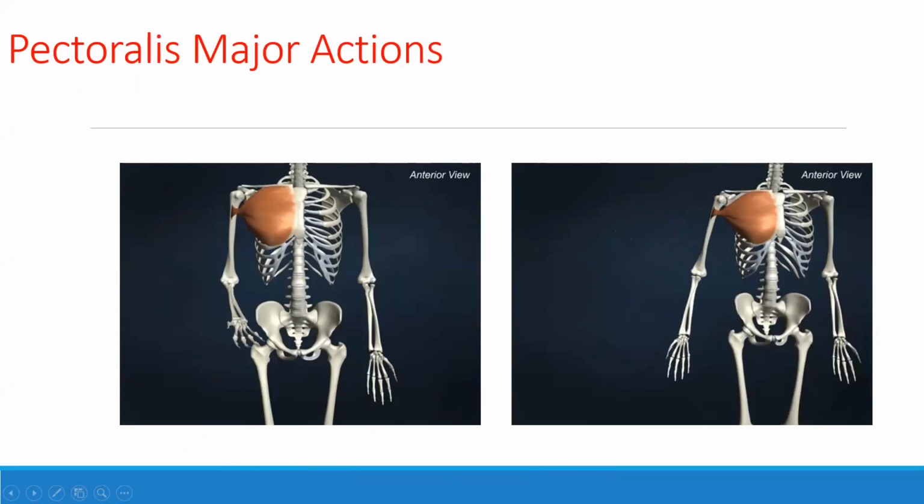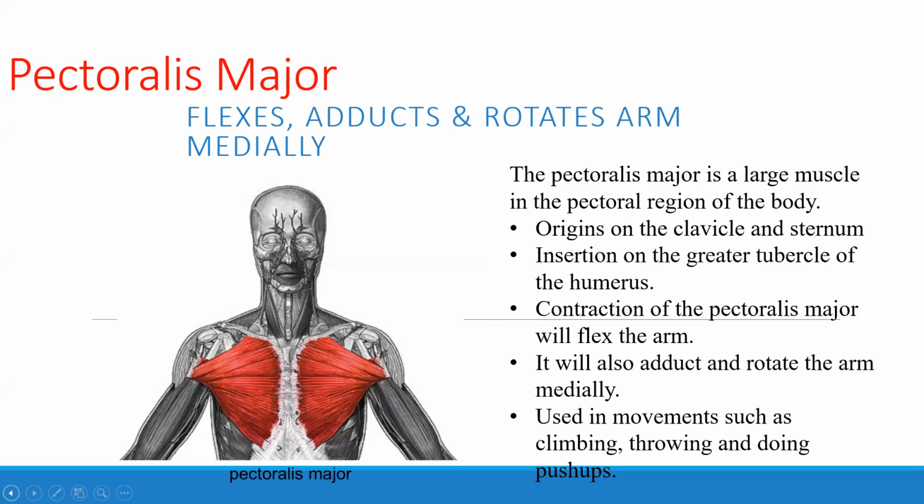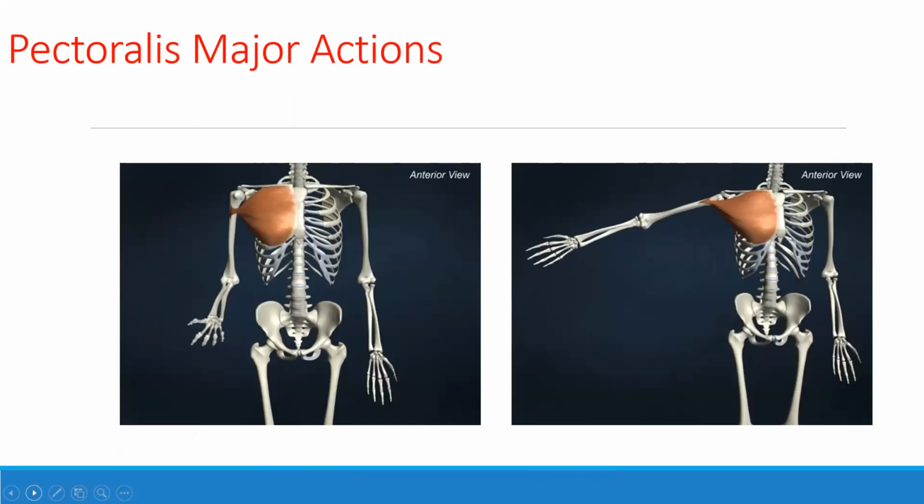So, yes, let me show you what it's doing here. Notice how it's on the greater tubercle. It inserts on the greater tubercle. It can cause adduction of the arm. Adducting means bringing it close in. It can cause abduction of the arm, pulling the arm out.